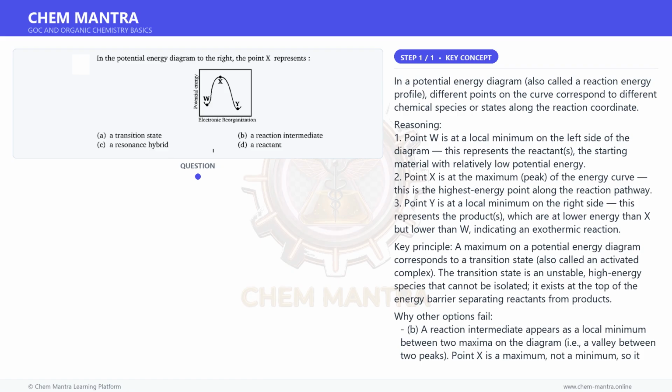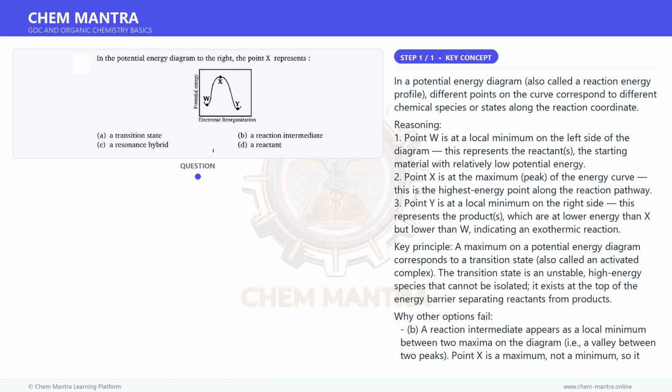2. Point X is at the maximum, the peak, of the energy curve. This is the highest energy point along the reaction pathway. 3. Point Y is at a local minimum on the right side. This represents the products, which are at lower energy than X but lower than W, indicating an exothermic reaction.